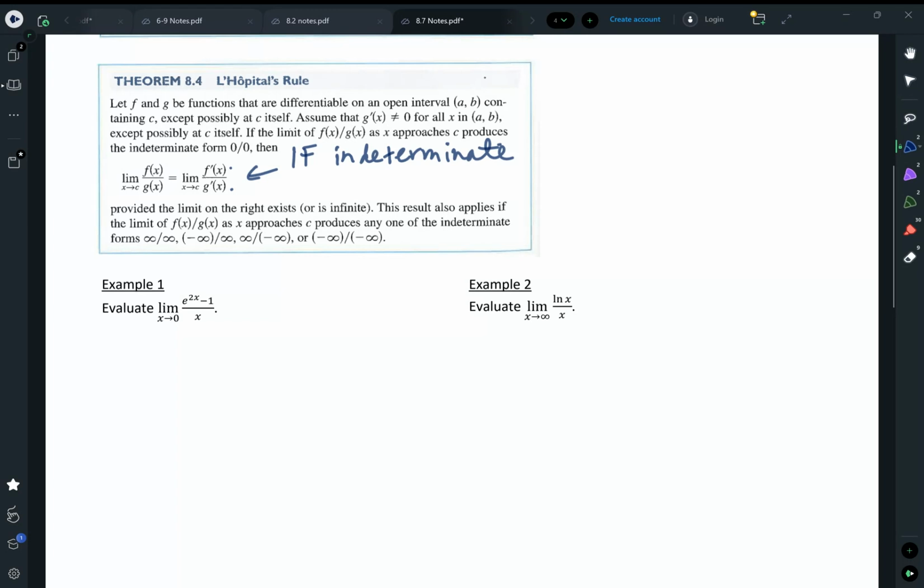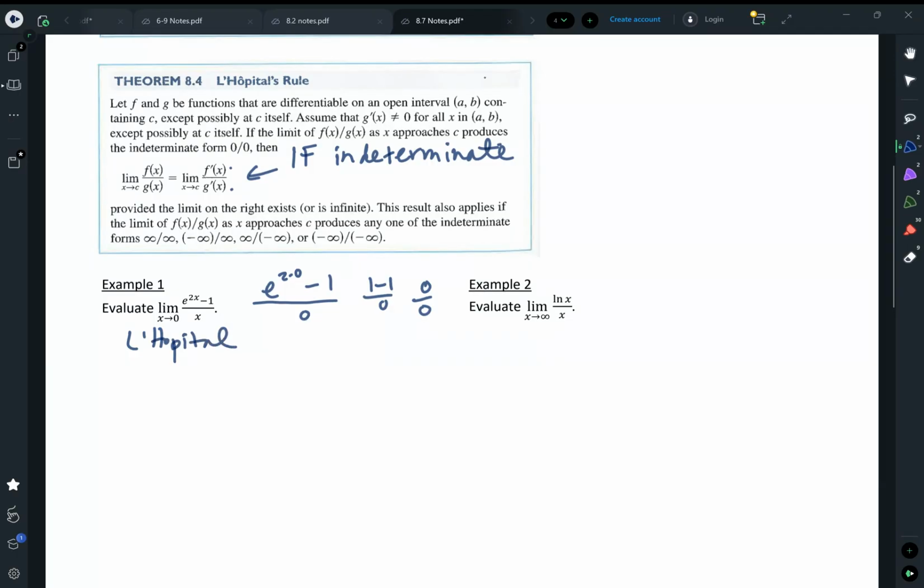So let's go ahead and look at the first one. First we want to look at direct substitution. If I do a direct substitution, I would have e to the 2 times 0 power minus 1 over 0. e to the 0 power is 1, so I get 1 minus 1 over 0. That's 0 over 0, so this is indeterminate. Because it's indeterminate, you have to show this work, and then I can use L'Hopital's rule.